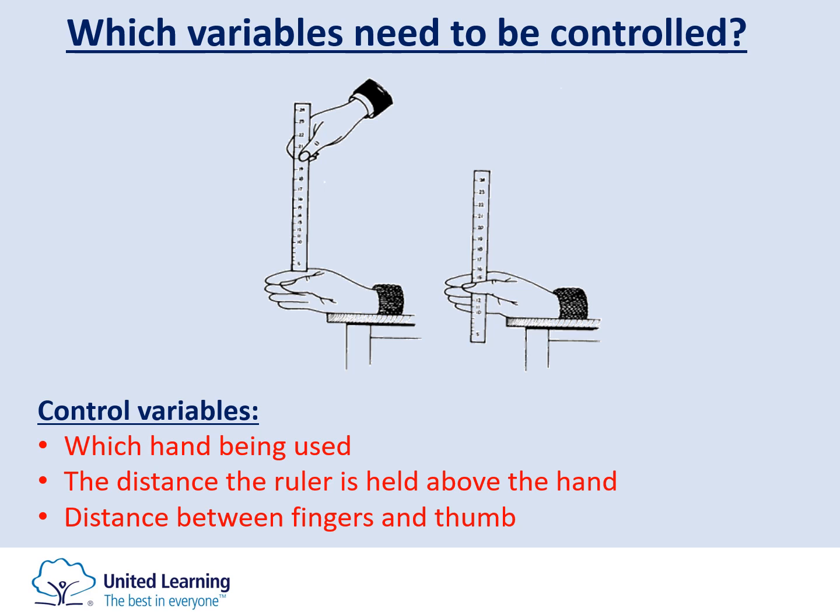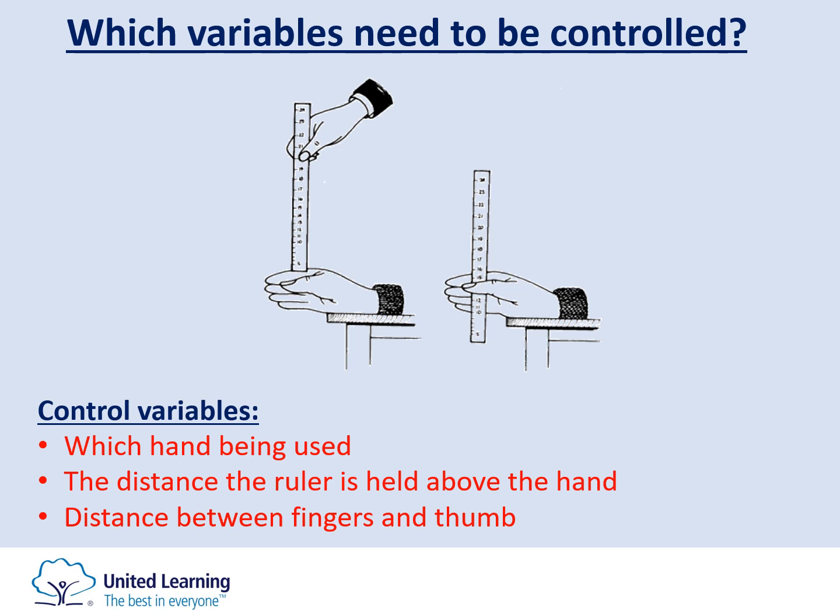The control variables for this are the hand that is being used, whether you're using a dominant or non-dominant. In the GCSE spec, it does request the non-dominant hand to be used. Another control variable is the distance that the ruler is held above the hand. So making sure that that distance is the same every time so that the ruler has the same distance to fall before entering the hand.